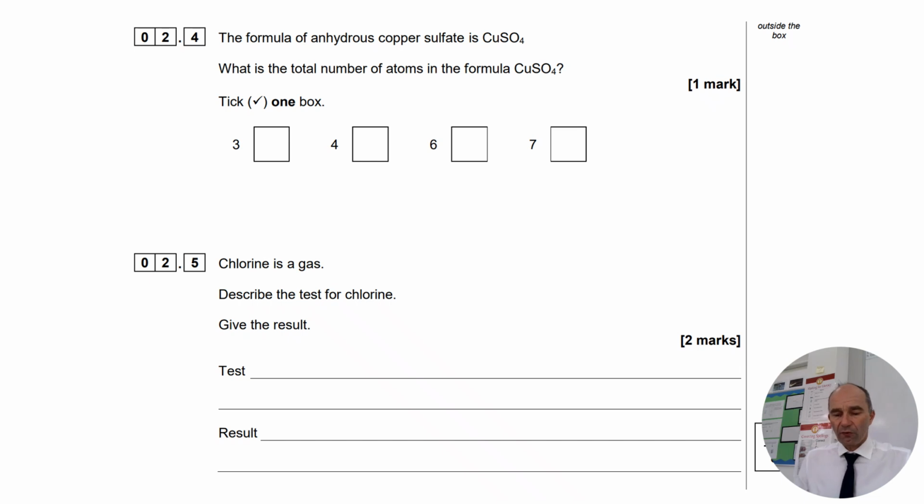Right, and then question 2.4, we are given the formula of anhydrous copper sulfate. It's CuSO4. What is the total number of atoms in the formula? Right, so we've got Cu1, S1, O4. 4 plus 1 plus 1 gives you 6. Nice easy mark. And then for the last part of this question, chlorine is a gas.